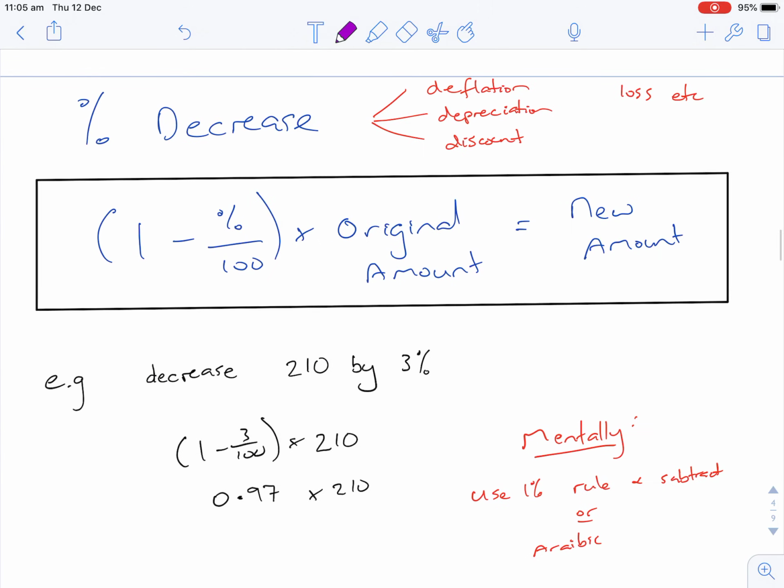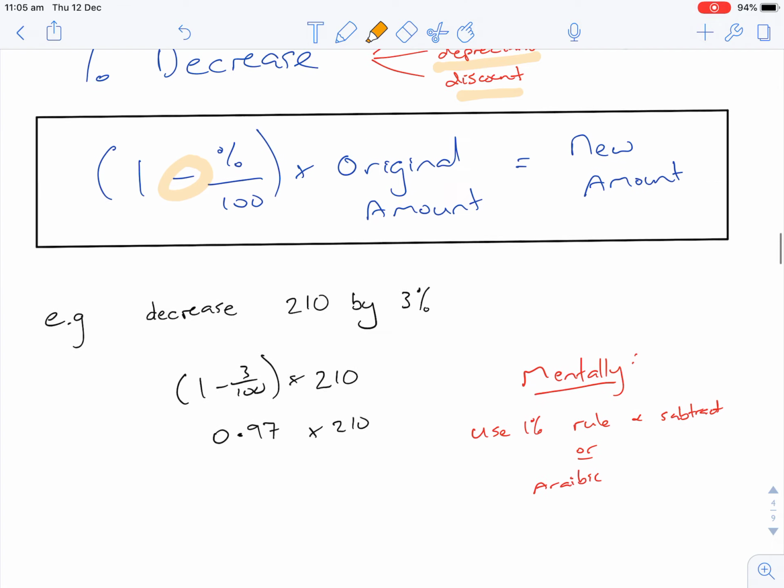Okay. Decreasing by a percentage is exactly the same sort of process, except now instead of going 1 plus, we go 1 subtract whatever our percentage was divided by 100. So it's just our percentage as a decimal. Times it by the original amount, and that will equal the new amount, the decreased amount. And again, get used to all the words that might indicate that you're going to have a decrease. So we're going to have deflation, which is a price decrease on regular goods, depreciation, which is a price decrease on capital goods, discounts, losses, etc. So anything that implies that you've gone down should trigger your brain to use this formula.